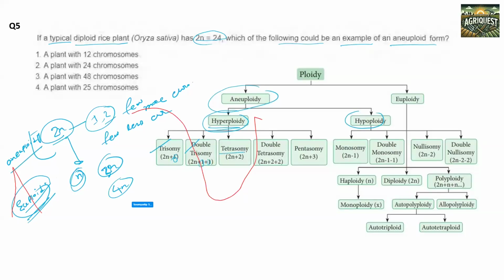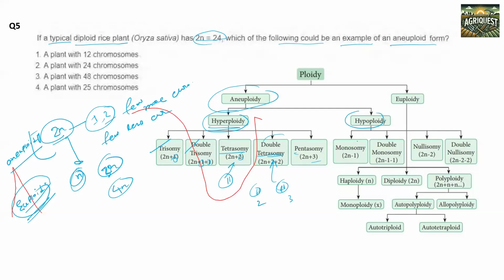A tetrasomy means two extra homologous copies of a chromosome are present in the individual. Okay, this is called a tetrasomy. A double tetrasomy means two different chromosomes, for example the homologous chromosomes of 2 and 3, are present in extra amount. Then this is called a double tetrasomy. What is pentasomy? If three extra copies of a particular chromosome are included, then this is called a pentasomy.